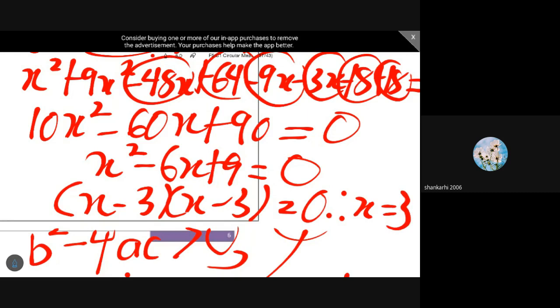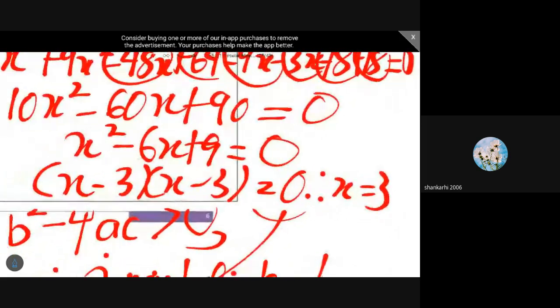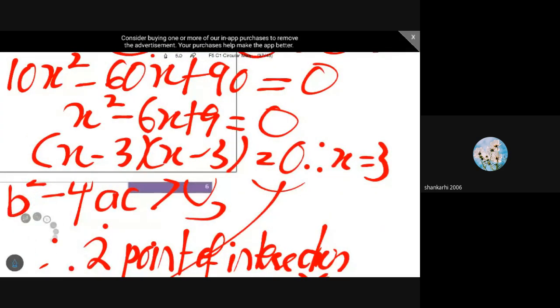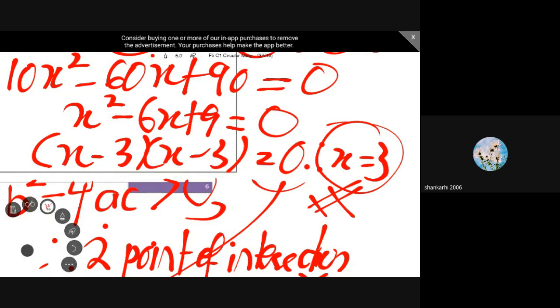So you get x equals 3, but don't forget, guys, if you get x equals 3, it means you already show the straight line is a tangent, because there is only one value of x actually. So after this you can stop already. You have proven it. Okay guys, can you understand this whole question?